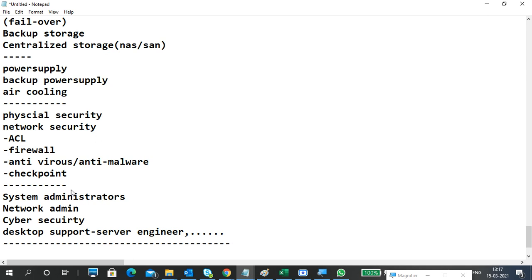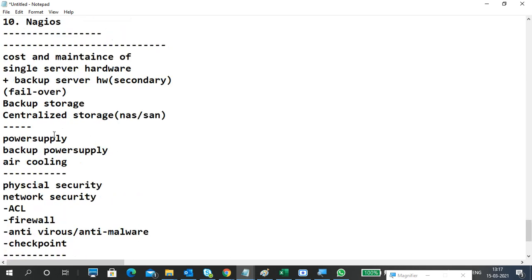Now calculate the cost of all these things. Understand, guys? You got the point. What did I plan? A single server, for example a web server. For one single web server, what are the additional cost and additional maintenance cost adding up like this? Check it once and try.